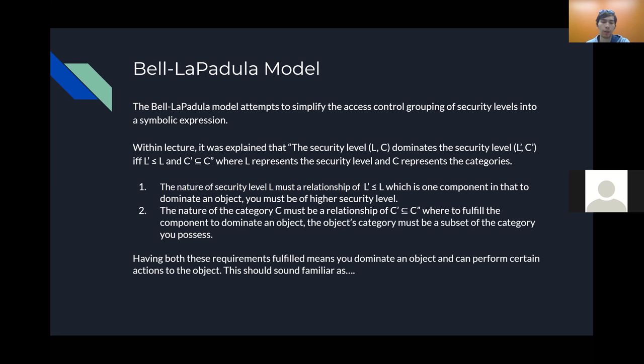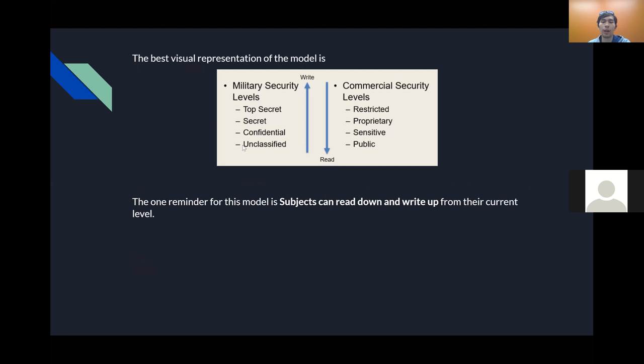C categorizes the categories that a certain object may have. In order to access an object with a certain category, the category must be within the subset of the category level that you currently have. We'll go into more details within the next slide. However, to be able to access the document and to ultimately dominate the object, its category must be within the subset of the category that you possess. And so having both of these means you fully dominate an object and can perform certain actions on the object. The reason why I say this should sound familiar is because it highlights the model within the lecture where you can write up in terms of security level, but can only read down in terms of your level as well.